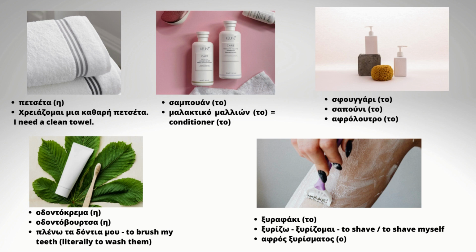The next words and phrases are η οδοντόκρεμα. I'll repeat one more time. Η οδοντόκρεμα. This is the toothpaste. And we use οδοντόβουρτσα. I'll repeat one more time. Οδοντόβουρτσα. And this is, of course, feminine gender. Η οδοντόβουρτσα. This is the toothbrush.